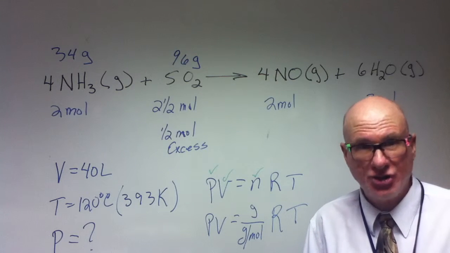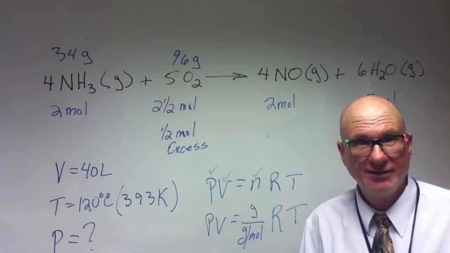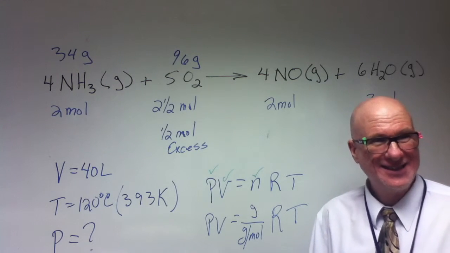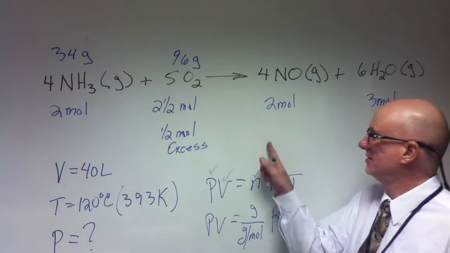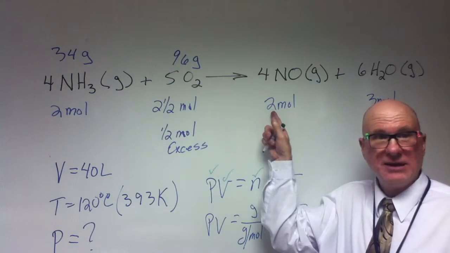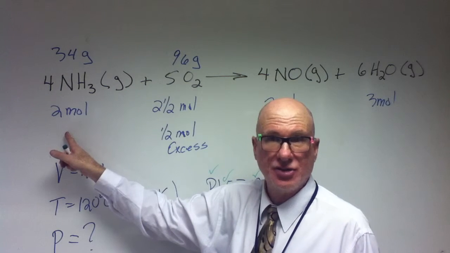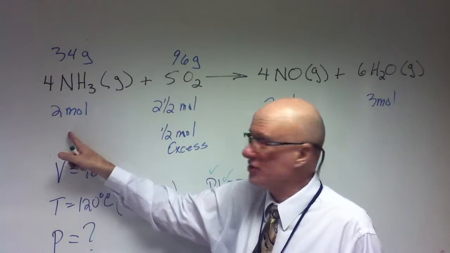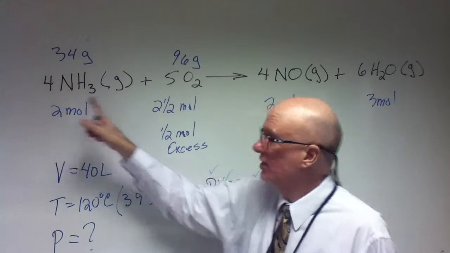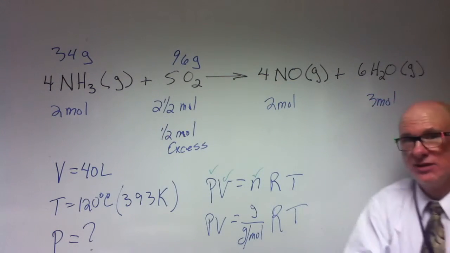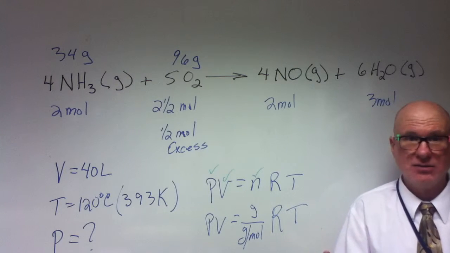Have you counted to 2 yet? Yeah. Excellent. He's counted to 2. It's 2 moles, right? Because I have 2 moles of this, 34 grams, I have 2 moles of this. Do you understand that? 2 moles of this, so it's half of that. So 2.5 moles of this, 2 moles of this, 3 moles of this. Yes or no?